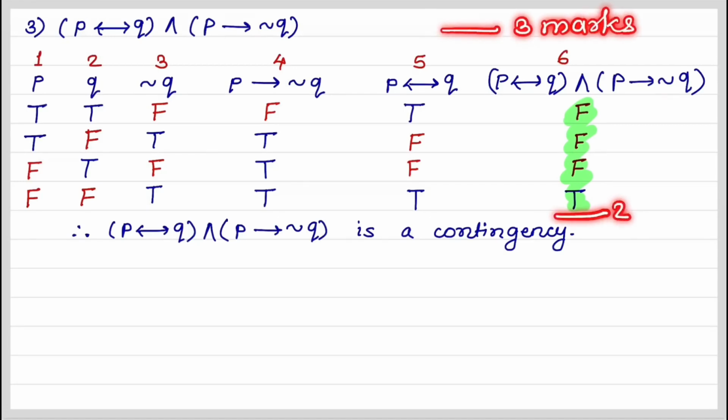This is for 3 marks. We know the mark distribution, truth table for 2 marks and conclusion for 1 mark. And last example now.